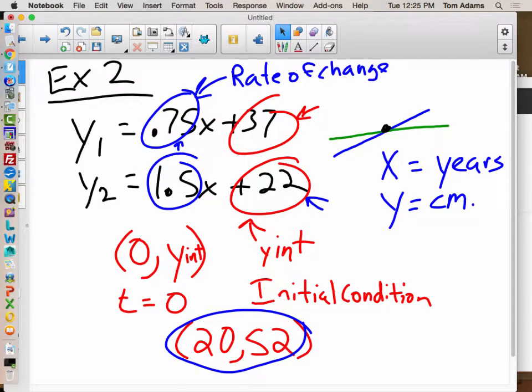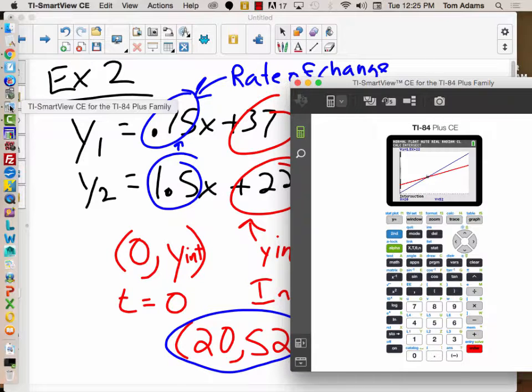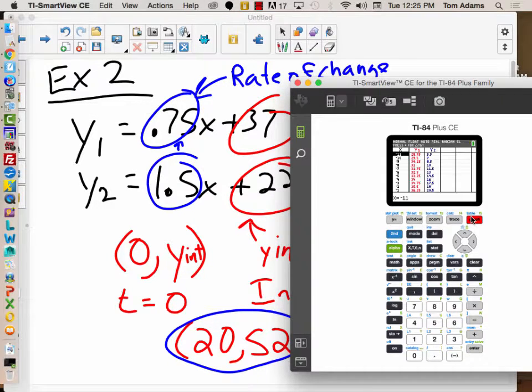One last way to verify that, hit second graph, and we can look at the table, and we can scroll down till x equals 20. And you can see how they're starting to catch up to each other already at 12. See how this is like 48 and that's 44. But at 20, they'll both equal 52. See how that is? Yep. Okay. Any questions? Mm-mm.